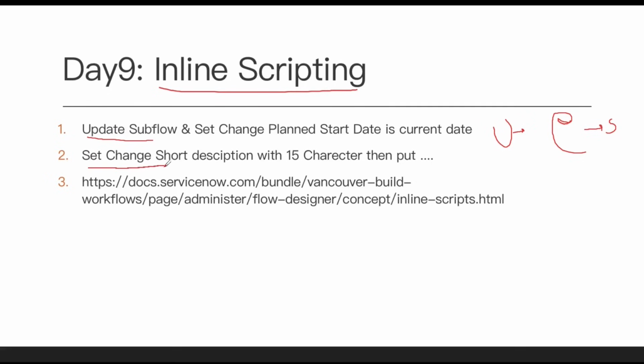Secondly, we are setting the short description of the change from an input parameter, right? In this input parameter, we are going to take only 15 characters, and if somebody passes more than 15 characters, we'll put three dots. So 15 characters, and after that we put the three dots. That might be a requirement that we have received from our client, and in that case we are going to implement our inline scripting, because that is not possible via a transform function or any simple thing. So that we are going to build in today's session. Let's go back to ServiceNow and implement that.